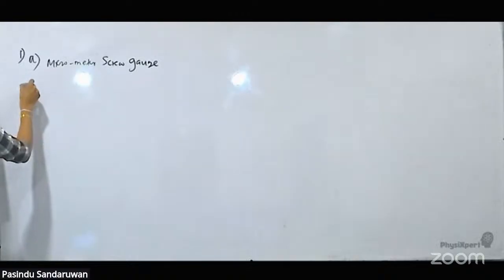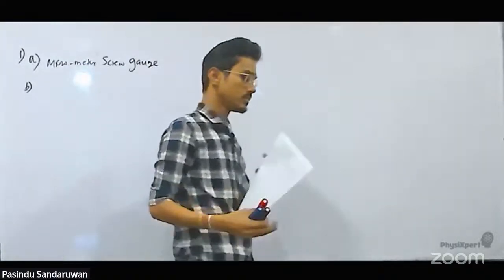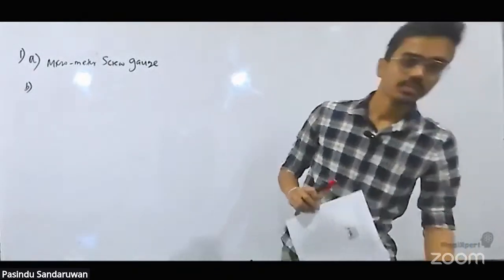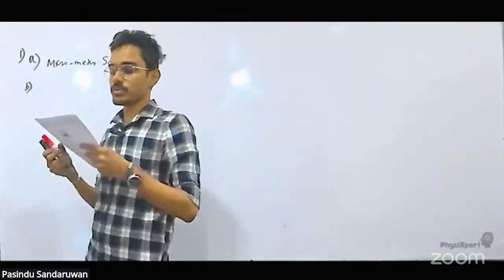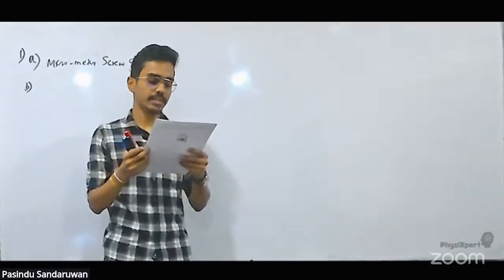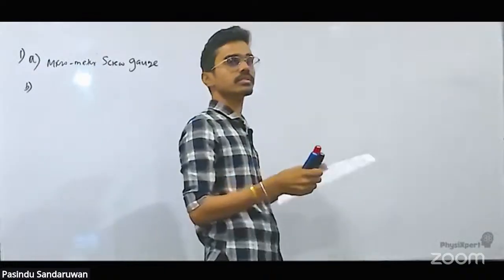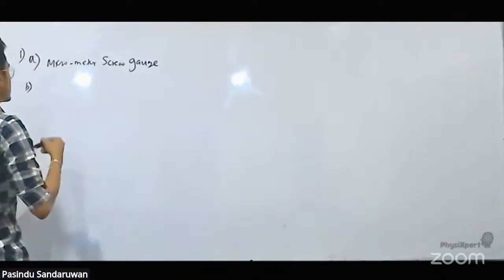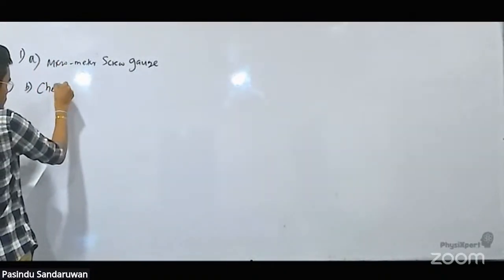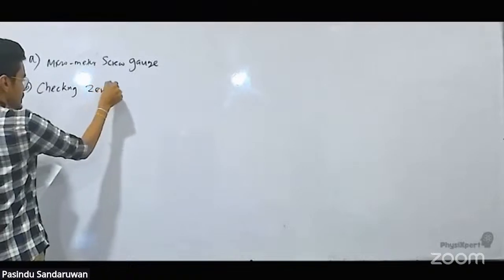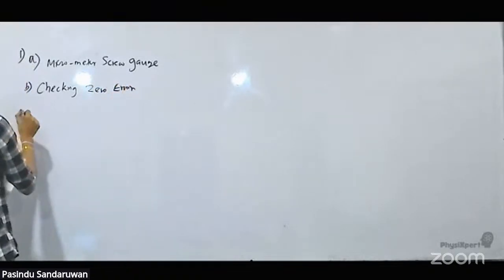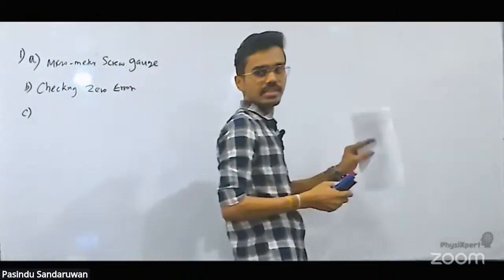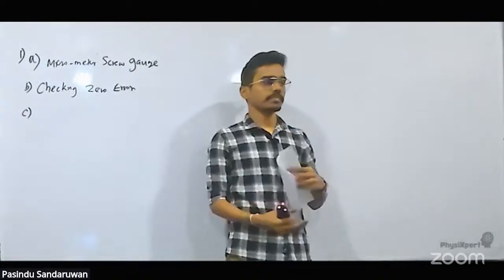B. What is the important experimental step that should be carried out before using the above instrument? Checking zero error. There is no need to explain how to check the zero error, only the step is asked. The step is checking zero error.